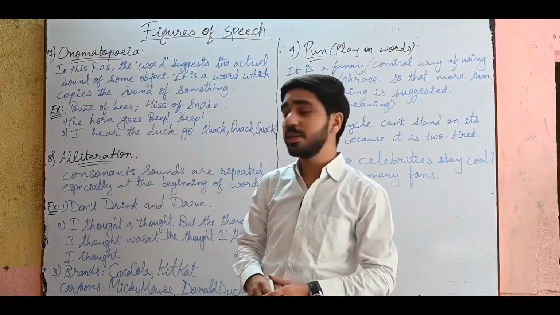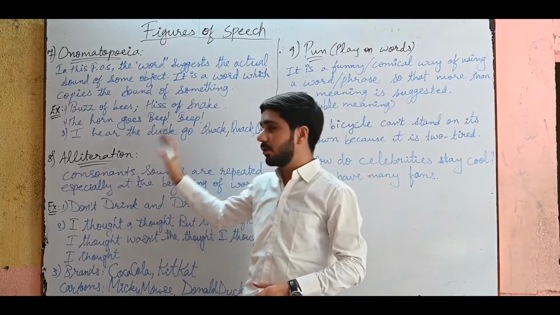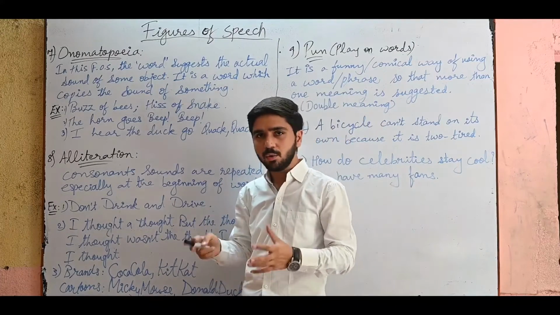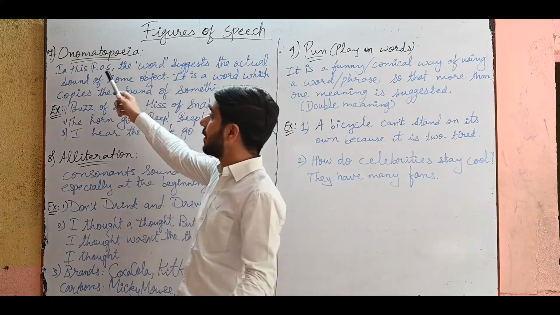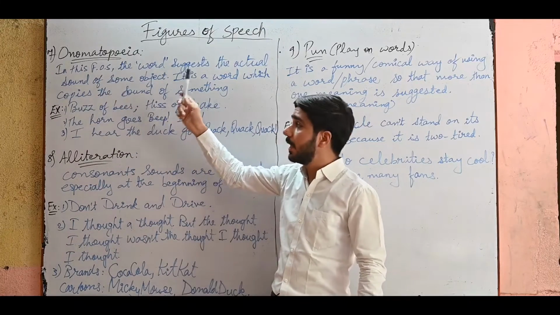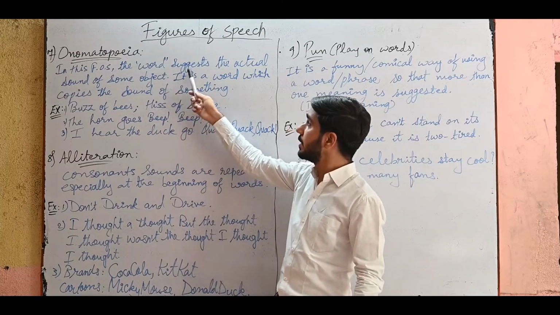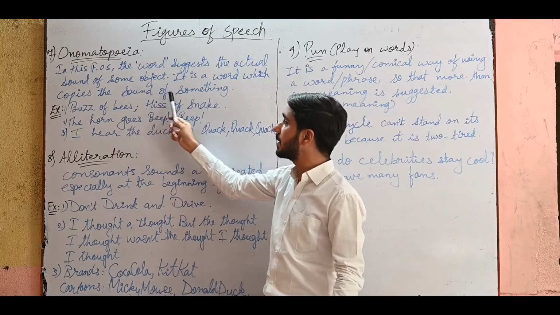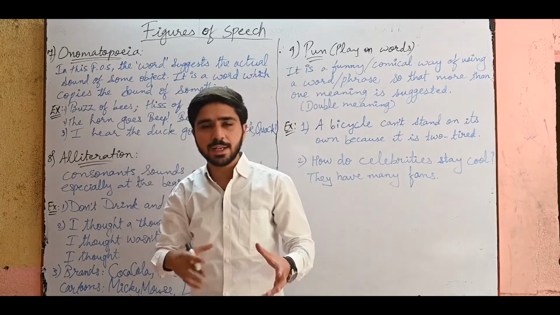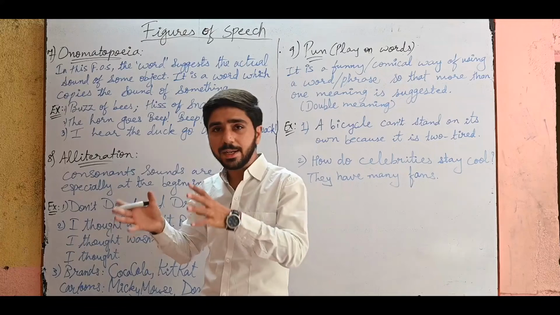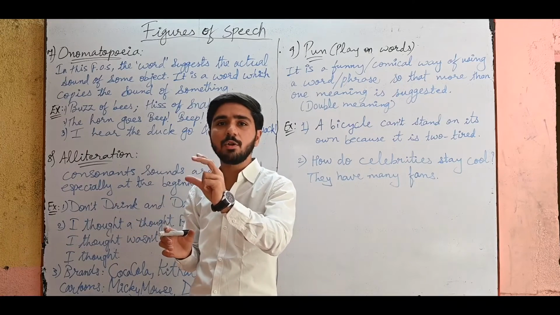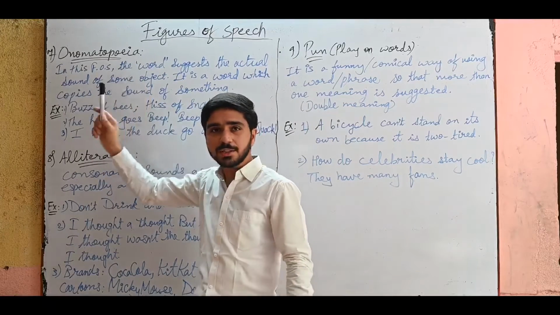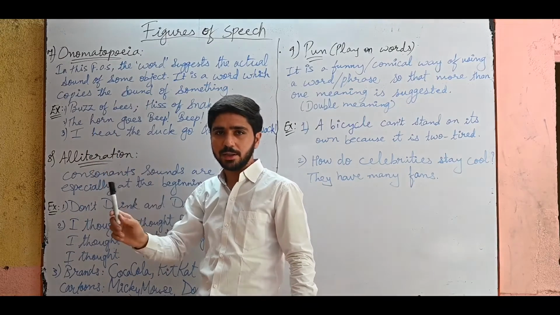Next is a figure of speech based on sound effects. So here you can see I've written the figures of speech that are totally based on the sound. How, we'll understand now. See, number 7, onomatopoeia. In this figure of speech, the word suggests the actual sound of some object. It is a word which copies the sound of something. Means an object, an animal, or someone who makes sound, and the actual sound of that object is given in the sentence. That is called onomatopoeia. The original sound of that animal or that object is copied.